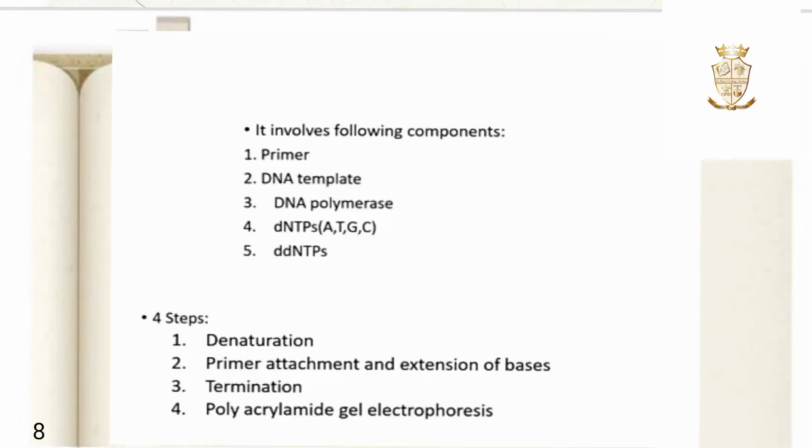In this Sanger sequencing method, we have primer, DNA template, DNA polymerase, normal nucleotides, that is dNTP, and dideoxynucleotides, that is ddNTPs. And mainly it involves 4 steps. First one is denaturation. Second one is primer attachment and extension of bases. Third one is termination. And fourth one is polyacrylamide gel electrophoresis.